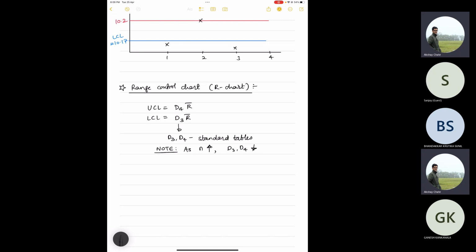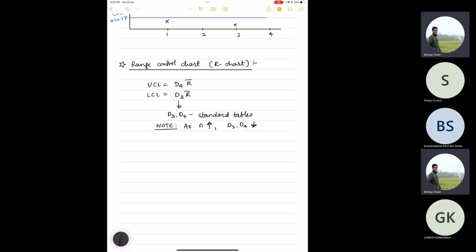I'll take one small example, but I mean, we don't have that much time left. So I'll just explain. If you have any doubt, you can type it out in the comment section. So basically, here instead of calculating x double bar, which is the average of means, you calculate the range for each sample, and as the name suggests, it is the difference between the minimum observation and the maximum observation, and you do it for each sample, and you take the average of those range values, and that is what R bar is. So R bar is nothing but the average of range values for all samples.